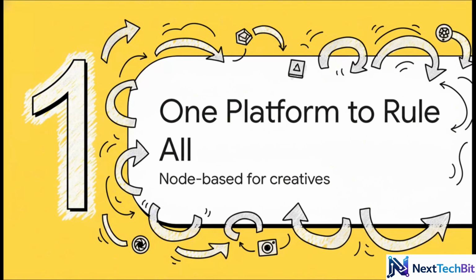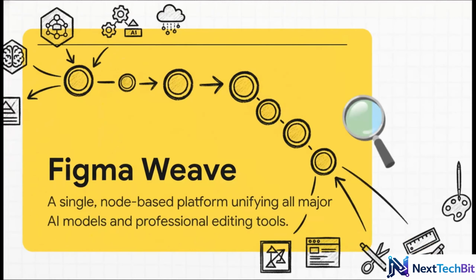Well, what if there was a better way? Imagine taking all that scattered power and bringing it together under one roof. This is the promise of Figma Weave, what they're calling the ultimate node-based platform, built from the ground up for creative pros like us. So what is Figma Weave, really? At its heart, it's a single environment that unifies two absolutely critical things. First, all the major AI models you want to use. And second, all the professional editing tools you actually need to get the job done right. It connects them all through a logical, node-based workflow that's seamless, powerful, and, importantly, built to scale.